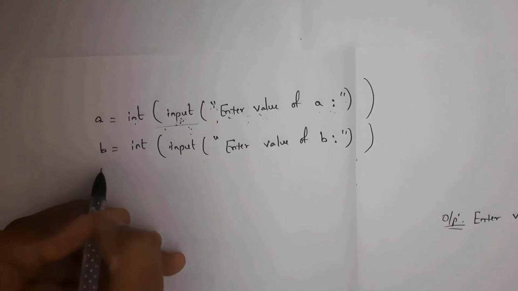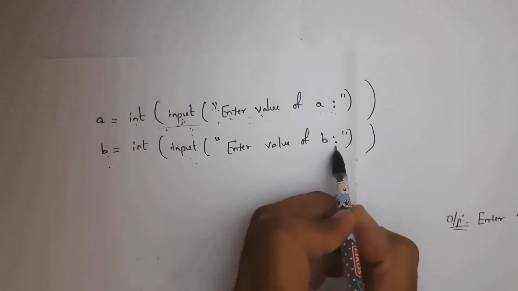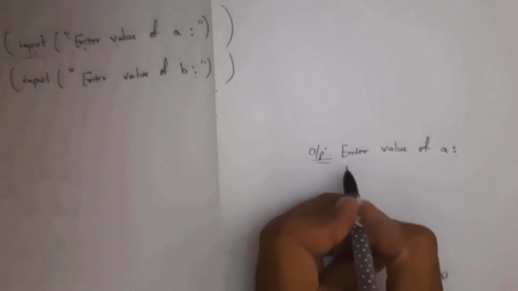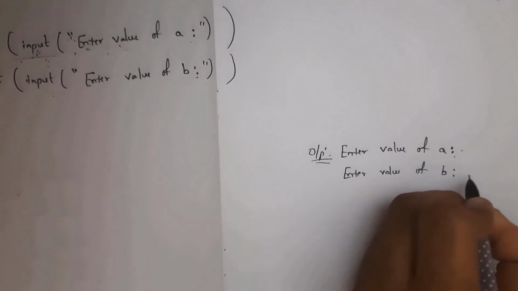Similarly, I took another variable, that is b. I took the input function and I want to enter only integer values. So I took the data type as int. Whenever you execute this line of code, you will get the output, that is, enter value of b, and here you can enter any integer value.